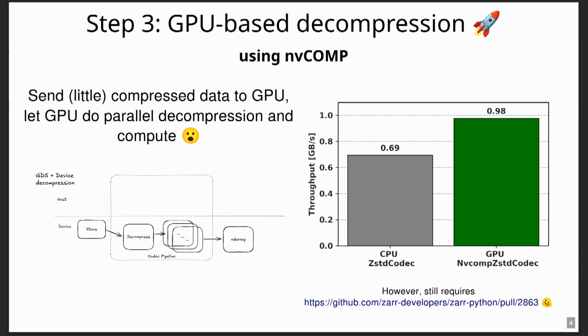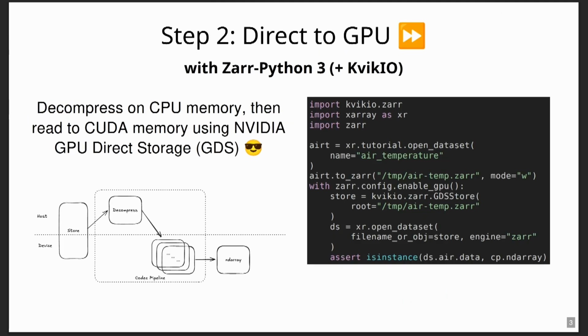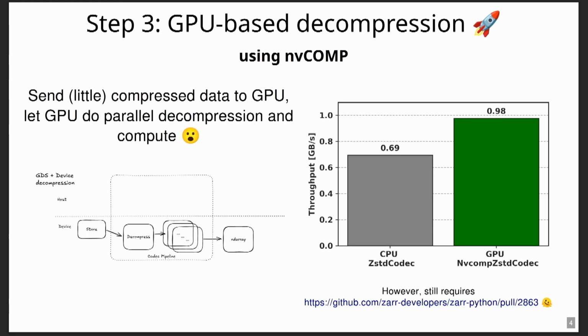Step 3, I forgot to mention, with step 2, if your data is compressed, the data decompression happens on the CPU and not the GPU. So there's a bit of latency involved in that. With step 3, what we want to do is let the GPU do most of the work instead. So from the Zarr store, you send the compressed data to the GPU. You let the GPU do the decompression itself. GPUs can do this a lot faster than CPUs can. And then once the data is decompressed, you can carry on with your machine learning pipeline.